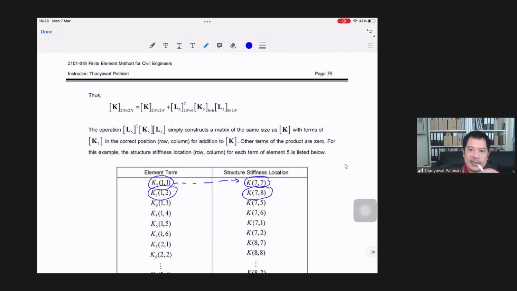So instead of using the multiplication of the connectivity matrix, which is a waste of time, you use this mapping of the destination vector between the element degree of freedom and the structure's degree of freedom to directly map or find the contribution of the element stiffness matrix onto the structural stiffness matrix. And this can be coded into a computer program.